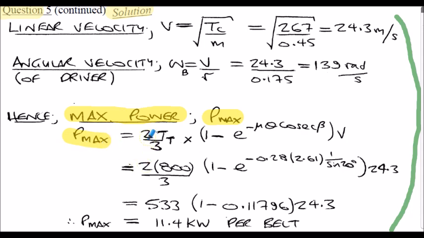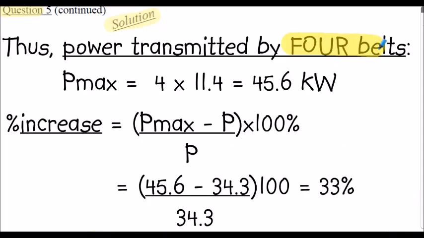Pmax is 2/3 of Tt multiplied by (1 minus e to the negative mu theta cosec beta), all multiplied by v. What we find now is for optimum conditions, the maximum power transmitted by one belt is 11.4 kilowatts. We have 4 belts to consider, so the maximum power transmitted is 4 times 11.4, that's 45.6 kilowatts. Finally, we're asked to determine the percentage increase in power.